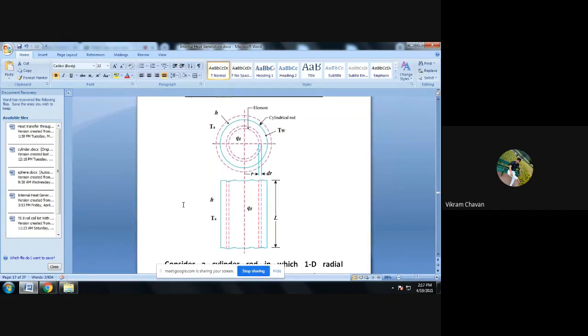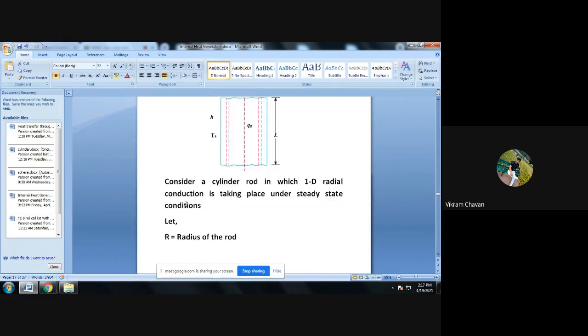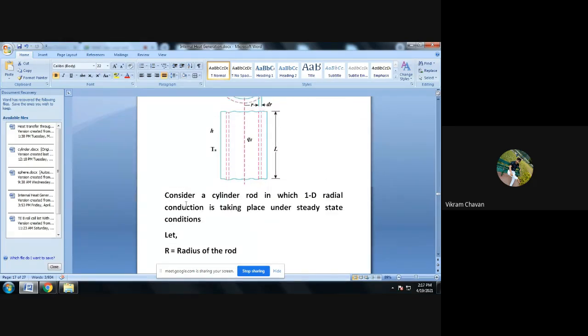Or shall I move ahead for the next elaboration? So write down: consider a cylinder rod in which one-dimensional radial conduction is taking place under steady state conditions. Full stop.